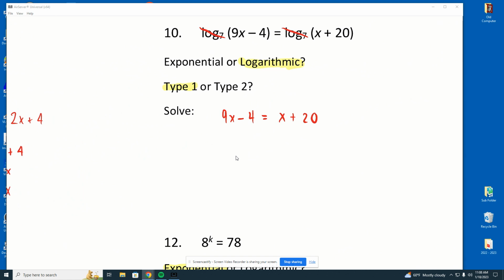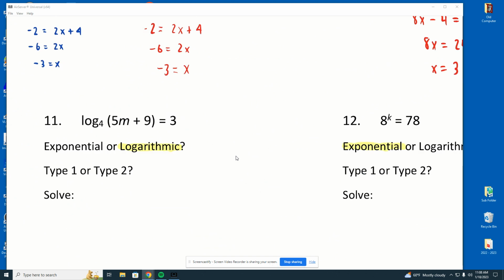How do we solve? Not all at once, please. I was having a hard time hearing everyone. Sarcasm. Subtract x. What's 9x minus x? So 8x minus 4 equals 20. Now to solve this, we're going to add 4. Divide by 8. X equals 3. Real simple, right? All right, let's keep on cruising.